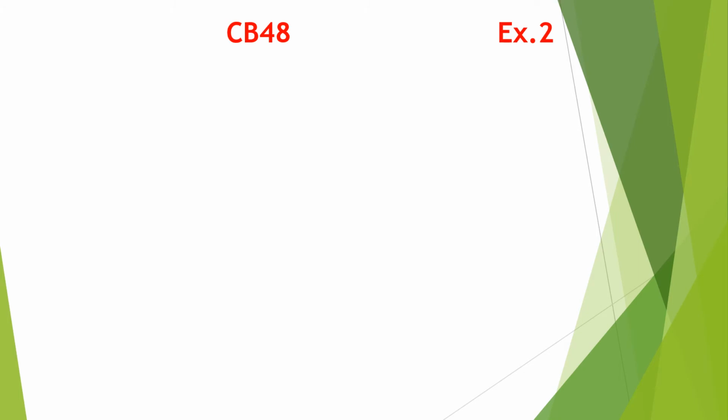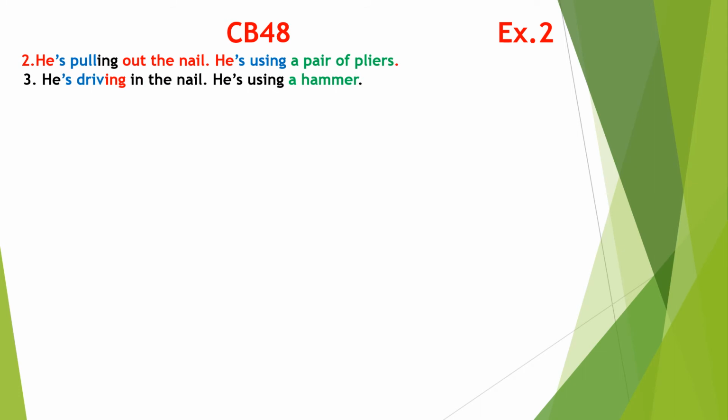Okay, in exercise 2, we're going to use the present continuous to describe what we saw in the pictures in exercise 1, and we will explain it describing the tool used. Let's see for some examples. Number 2, he's pulling out the nail. He's using a pair of pliers. Number 3, he's driving in the nail. He's using a hammer.